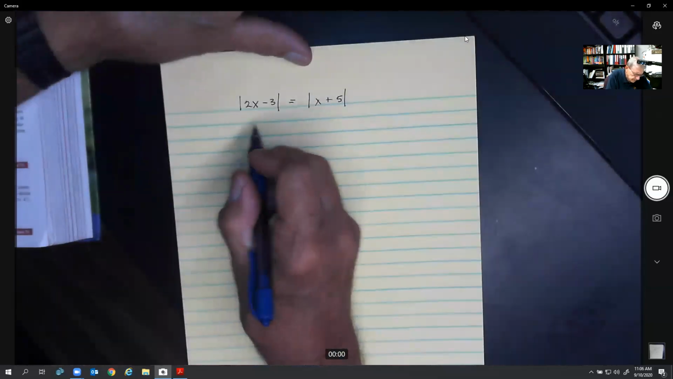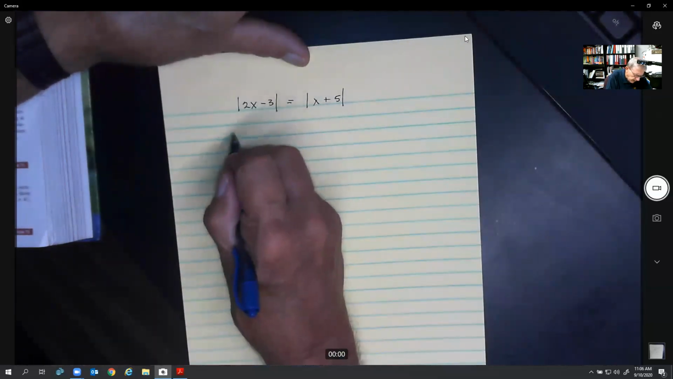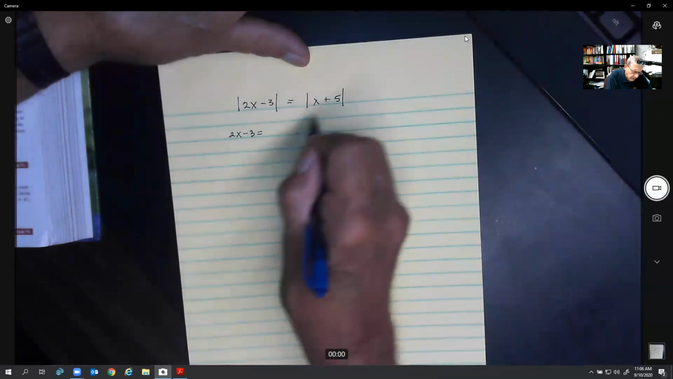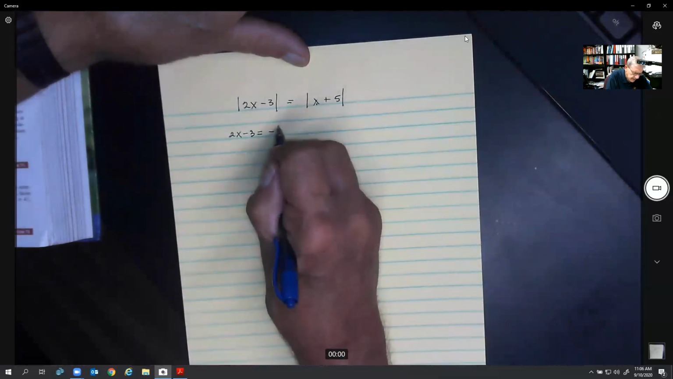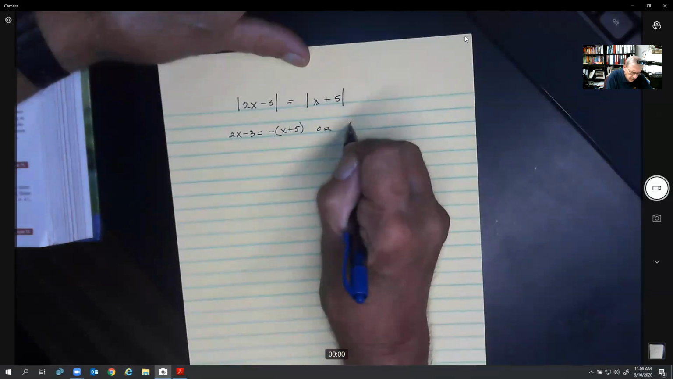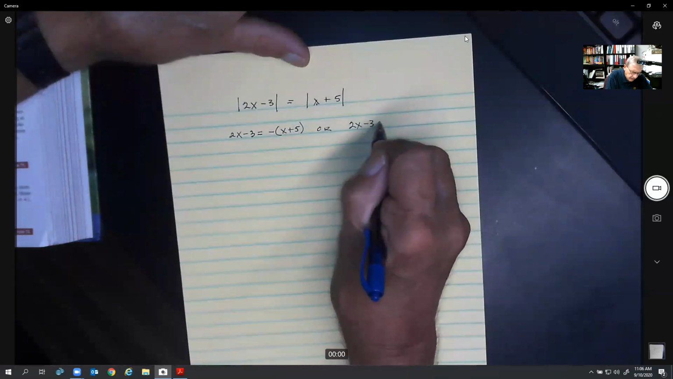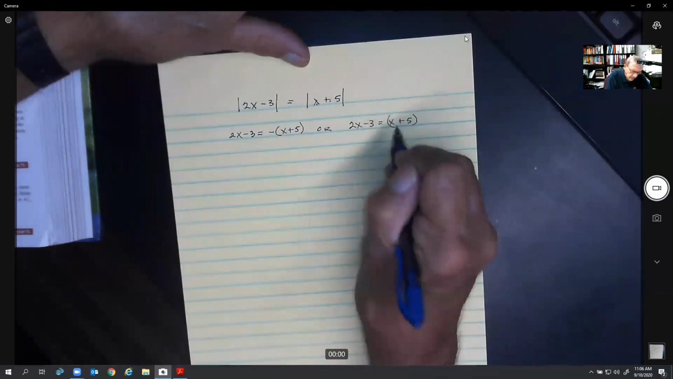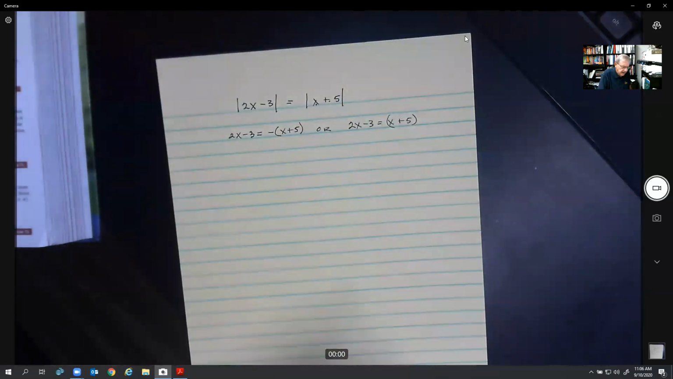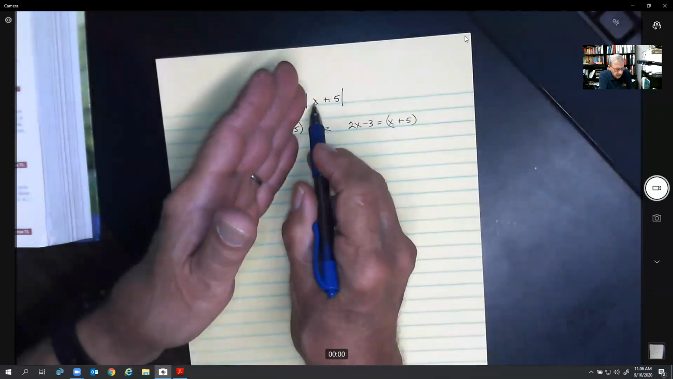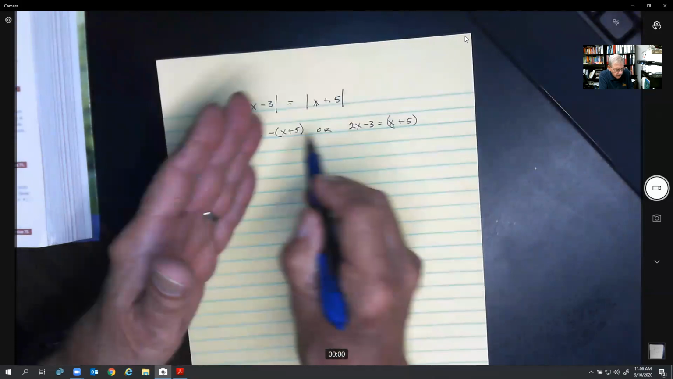I'm going to pull this out of the absolute value. I'm going to say that 2x minus 3 could equal negative this, x plus 5, or 2x minus 3 could equal positive that, x plus 5. So it could be the negative of this or the positive of this. One of them stays, I don't adjust it at all. The other one I use the positive or the negative.